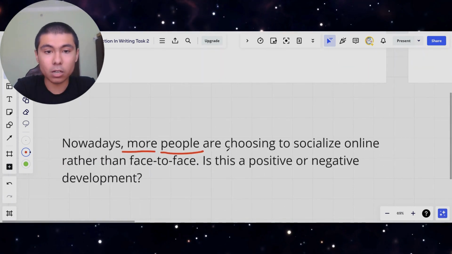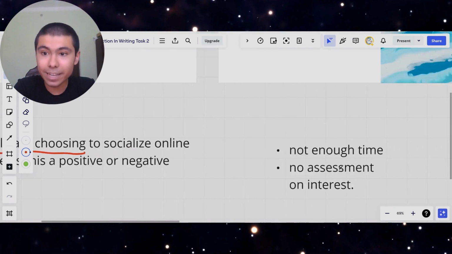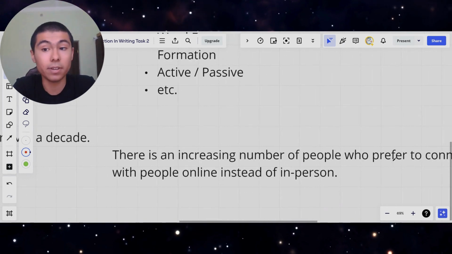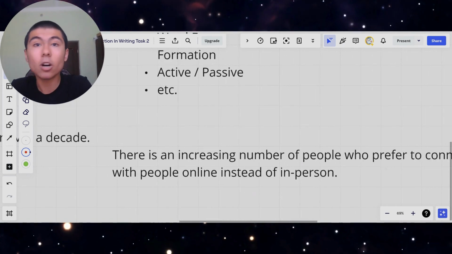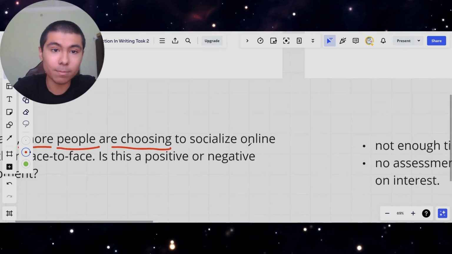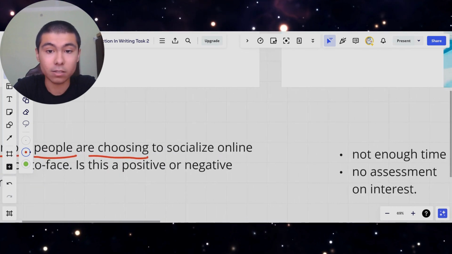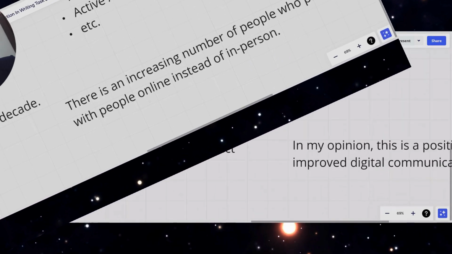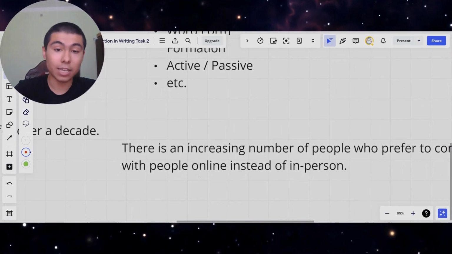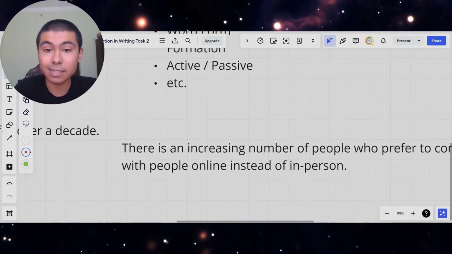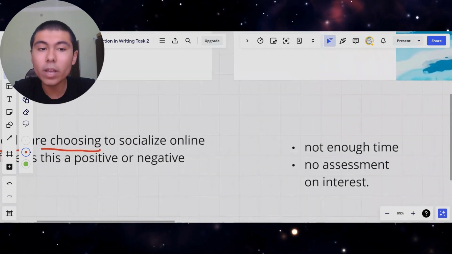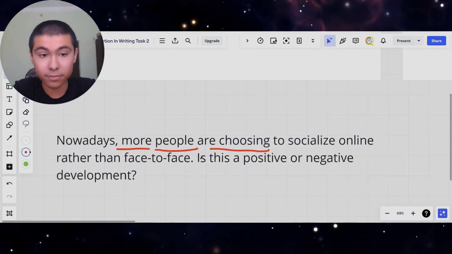More people are choosing is the same as there is an increasing number of people who prefer. Choose is the synonym of prefer, right? Connect with people is the same as socialize. You can actually keep the word online again, because as you know, it's hard to replace. And instead of in person is the same way of saying rather than face to face, right?